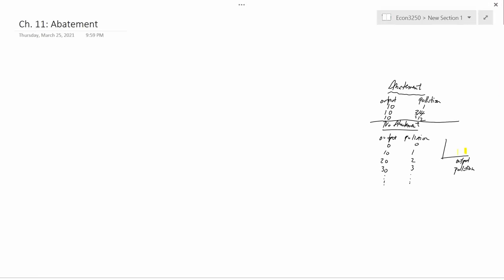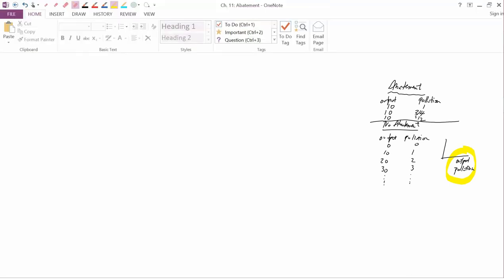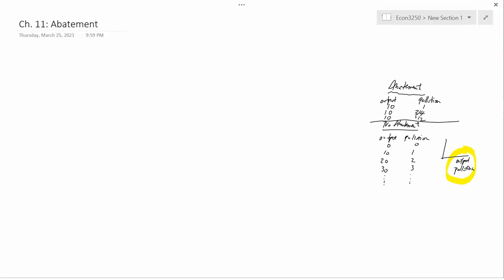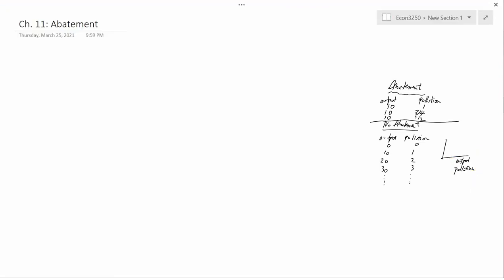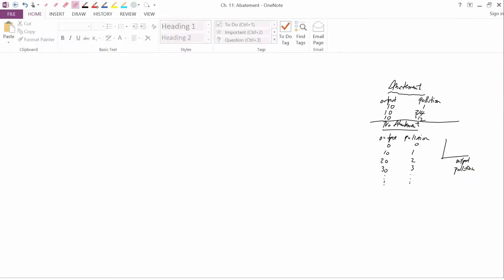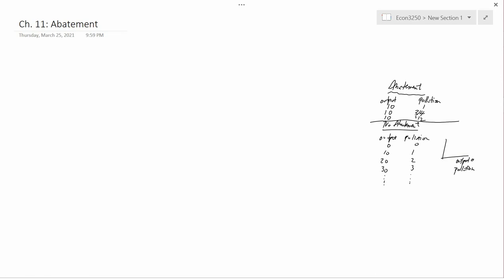And it's going to mean that we're not going to be able to draw graphs with either output or pollution. This should have been the word or here. Let me change it a little bit. We're not going to be able to draw graphs that have an axis with either output or pollution on them. We're going to have to separate pollution from output because they're potentially not quite different.